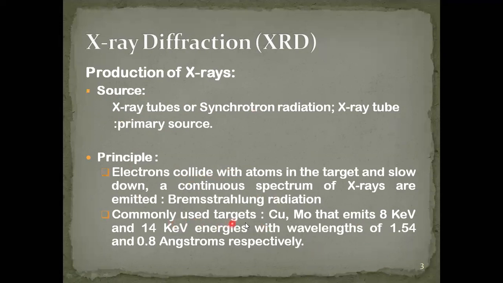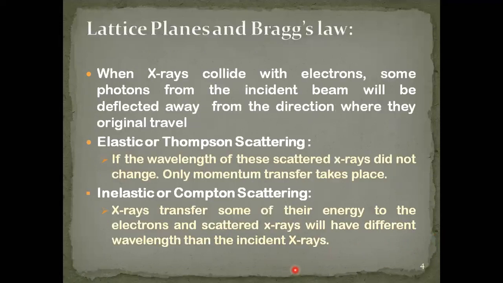So what are the commonly used targets here? That is copper and molybdenum. The fast moving electrons can hit either copper or molybdenum. How much energy will it emit? It emits 8 kilo electron volts and 14 kilo electron volts of energy. What is the wavelength range? The wavelength will be 1.54 and 0.8 angstroms respectively. That's how we produce the X-rays.